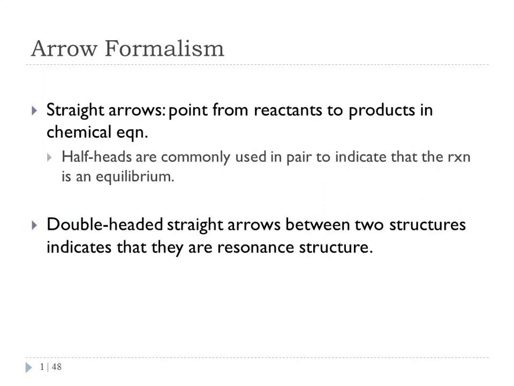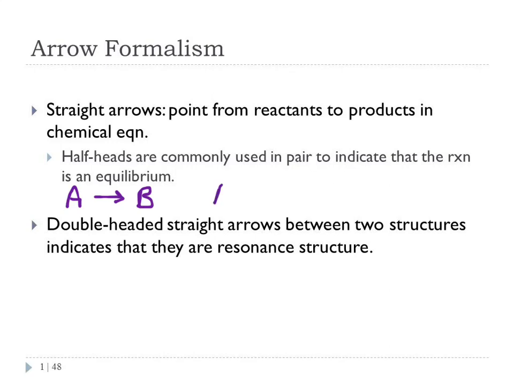So we use arrows in organic chemistry in a slightly different way. Straight arrows in a chemical equation. Let's just make something up here. Let's use purple. If we have something like A goes to B, that's what you kind of think of as a regular chemical reaction. And this implies that most of the A gets converted into B, or maybe even all of it.